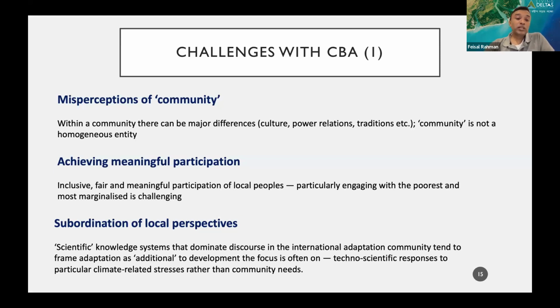The other is subordinate local perspective, and this is where we see that the experts, or those that come in with scientific knowledge, often dominate the discourse of CBA or the intervention design. So this has also been a challenge with CBA, and as I mentioned, Karen McNamara and Ross Westoby have narrated several examples of elite capture in the Pacific.